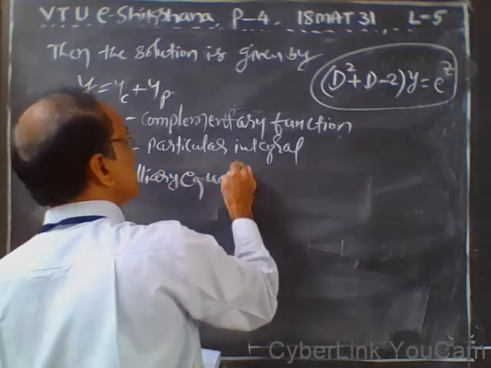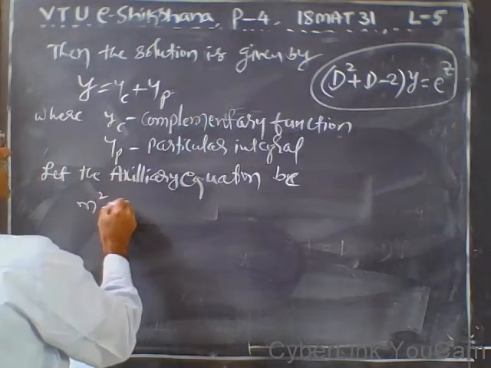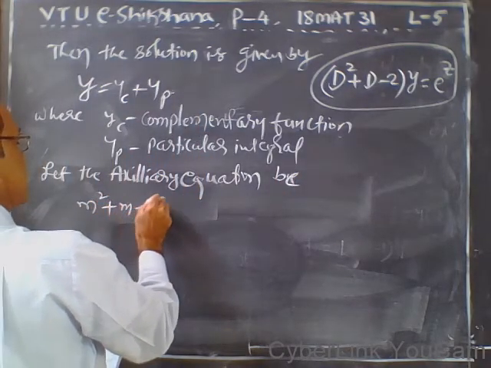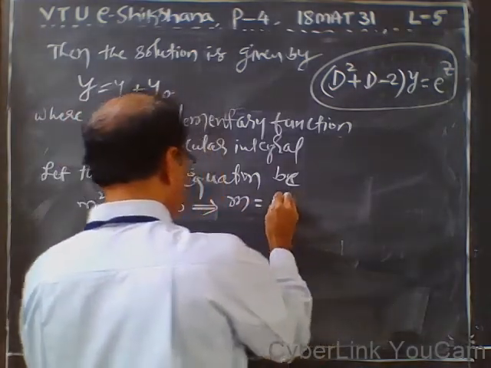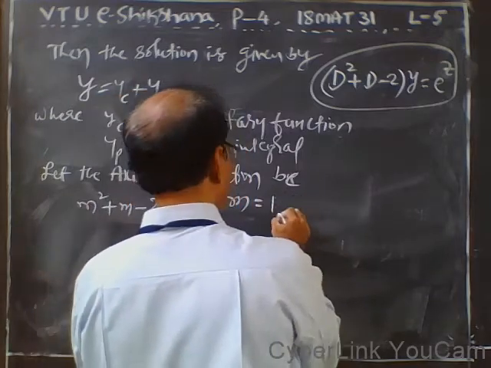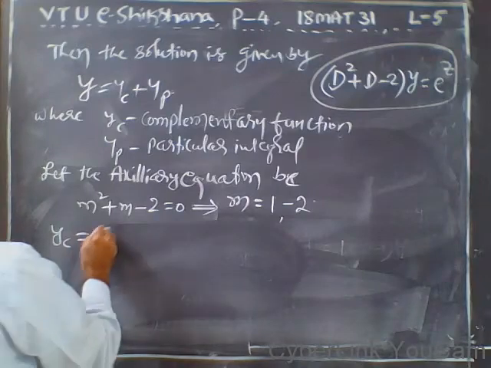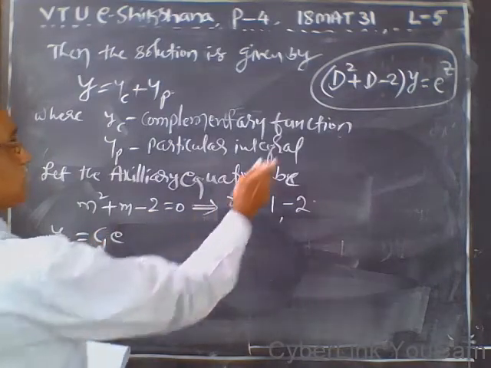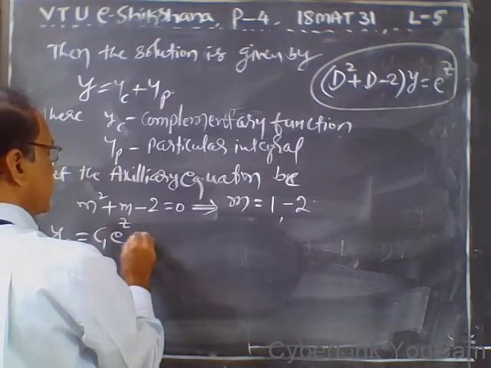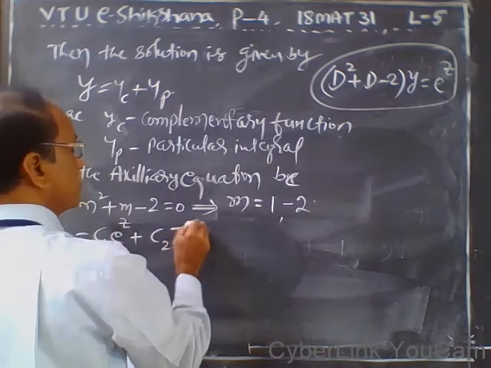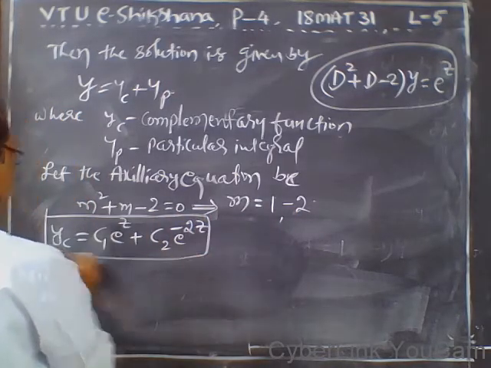So let the auxiliary equation be m² + m − 2 = 0. Then m = 1, m = −2. That implies yc is equal to c1 e^z plus c2 e^(−2z), in terms of z. This is called the complementary function.